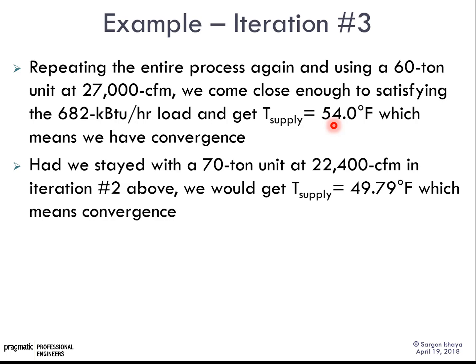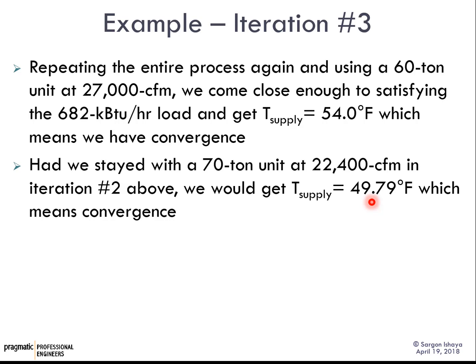Okay? And as I mentioned before, if we would have stayed with the 70-ton unit, then instead of 49.80 degrees, if we would have plugged in our new airflow and run through the calculations again, we would have ended up with a supply air temperature of 49.79 degrees, in other words, a 0.01 degree Fahrenheit change, which again would indicate that we have convergence.